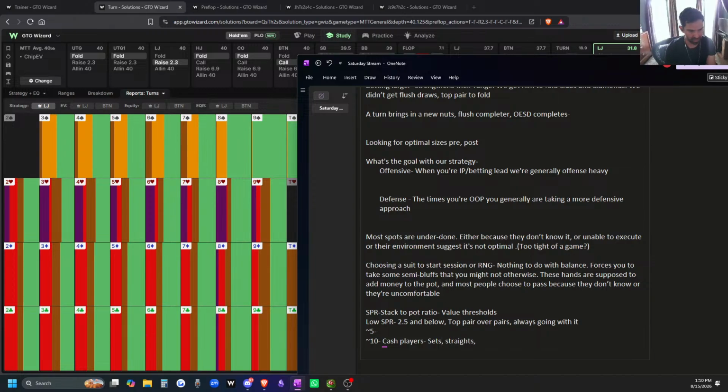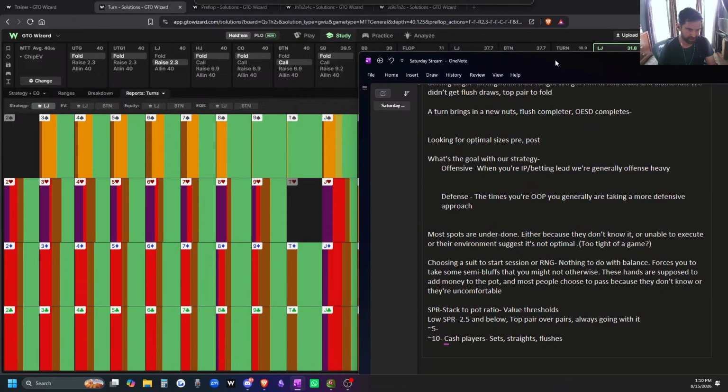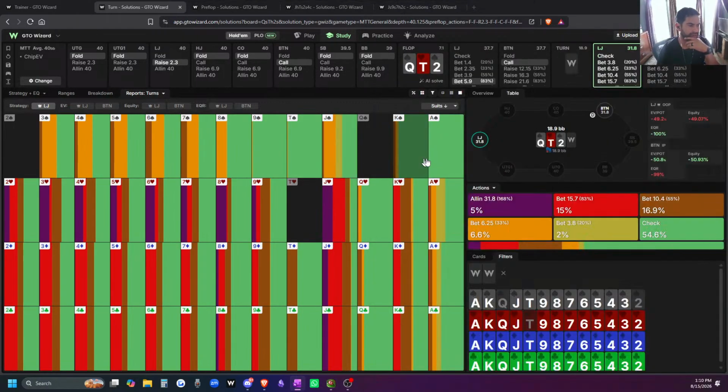It's just another way to value your stack and the current pot size, and how you compare it to the hands that you're willing to go broke with. Hopefully that was helpful. Any turn you want to jump into?